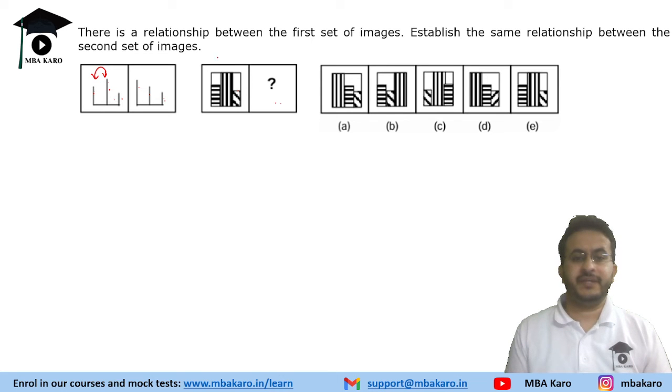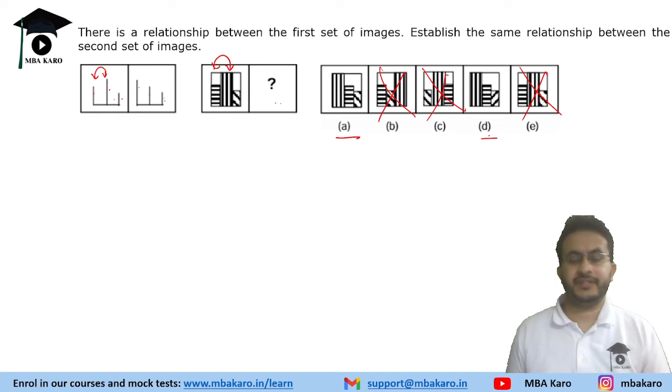Now if there are three elements, we will exchange these two. So when we exchange these two, the vertical line will come on the left side, right? So we can eliminate these two options. Vertical line on the left side, and then we have horizontal lines in between, and the third element remains the same, right?